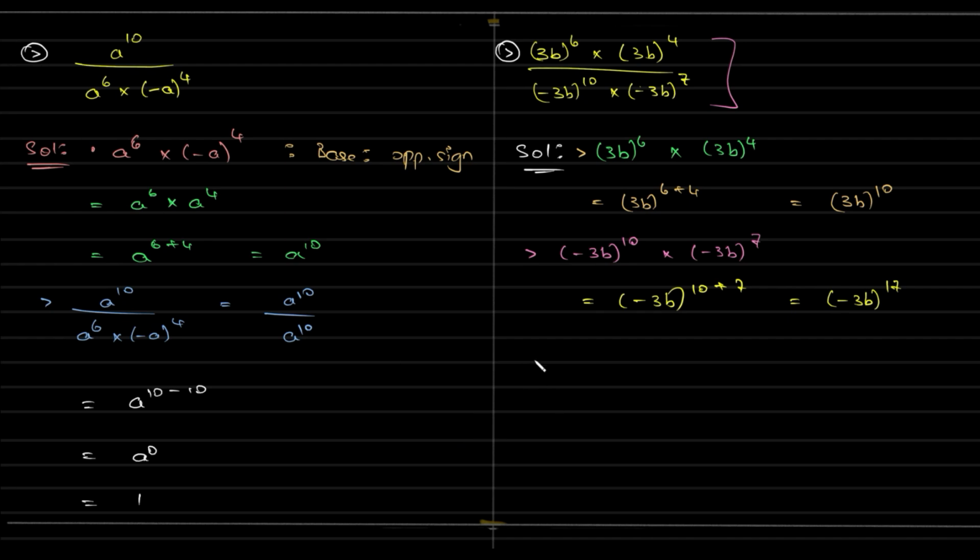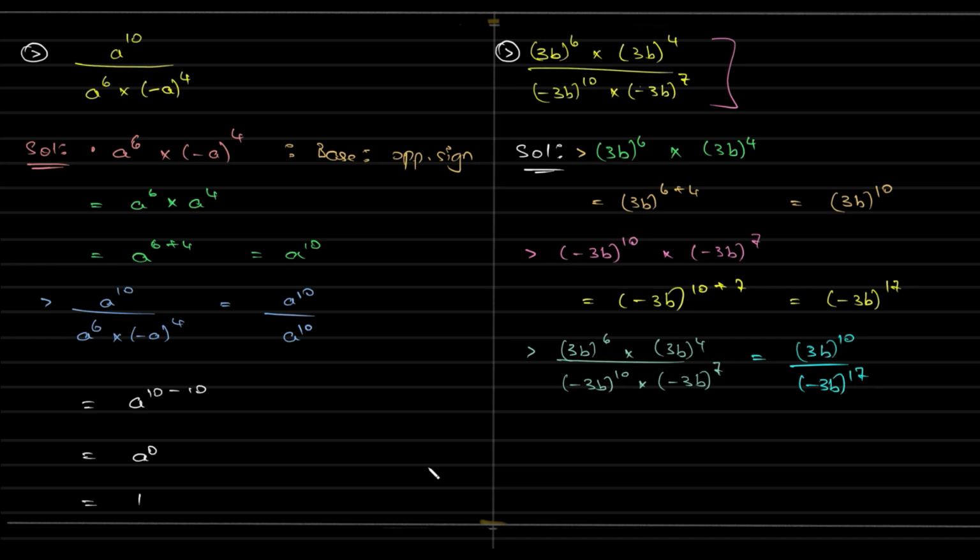Now all I have to do is substitute 3b whole to the power of 6 into 3b whole to the power of 4, entire thing divided by negative 3b whole to the power of 10 into negative 3b whole to the power of 7. So the numerator, write it separately. Denominator has to be written in the denominator.